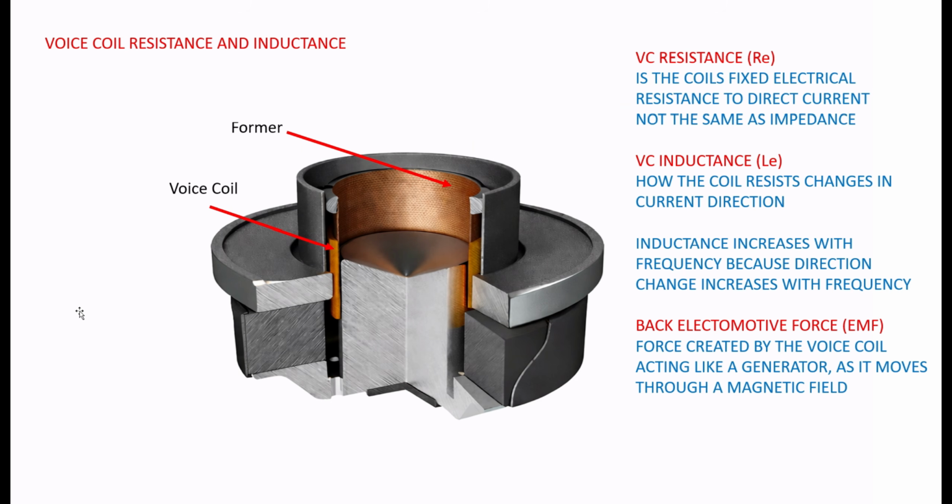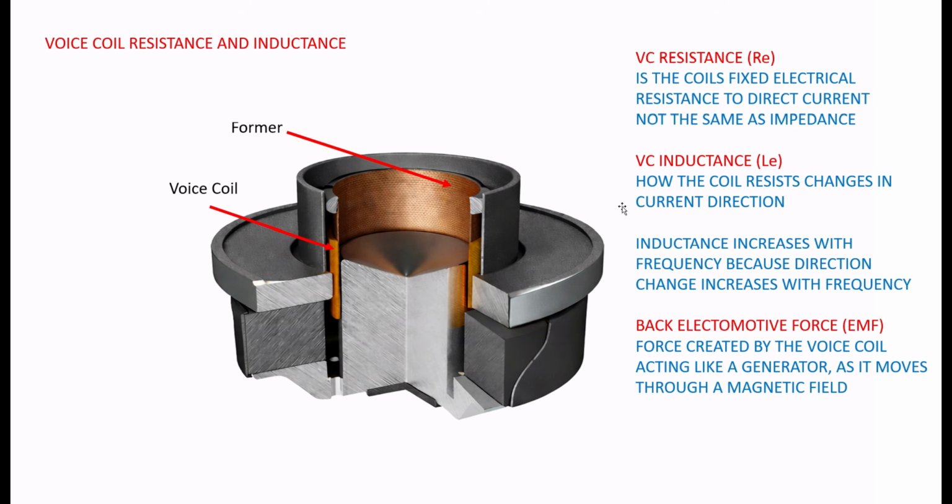So voice coil resistance is how resistant the voice coil is to current moving through it. It's not the same as impedance. It is kind of like a fixed value, right? It's to do with the thickness and the length of the wire that makes up the voice coil. So the more wire you have, the harder it is for current to flow through the voice coil, right?